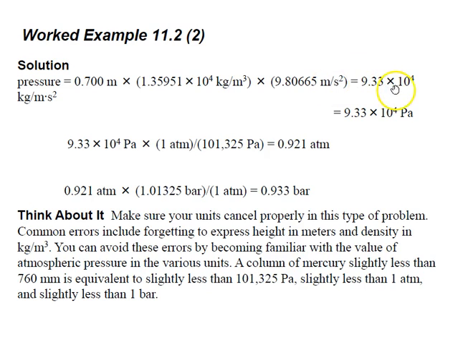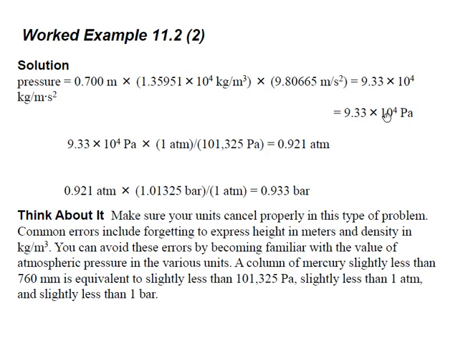We get 9.33 times 10 to the 4th kilograms per meter seconds squared. Kilograms is in the numerator, meters and seconds squared are in the denominator. All of these units together, this specific ratio with the kilograms, the meters, and the seconds squared, is what's equivalent to what's been defined as a Pa, which is the abbreviation for a pascal. So this gives us pascals, and then we can branch off from that pressure unit.